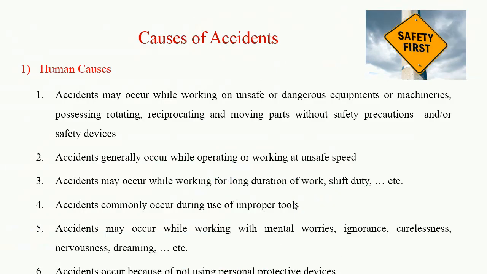There are various causes of accidents. Among them, number one is human causes. Due to human causes, there is a chance of getting accidents in our workshops. Number one, an accident may occur while working on unsafe or dangerous equipment or machinery, possessing rotating, reciprocating and moving parts without safety precautions or safety devices.